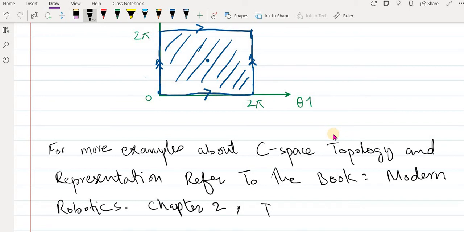and the table is 2.2. So there you have many different systems, and there you have also their corresponding topology, C space topology, and the C space representation. So one we have already covered, and there is one example of a system, a point on a plane, and then spherical pendulum, and also a rotating sliding knob.